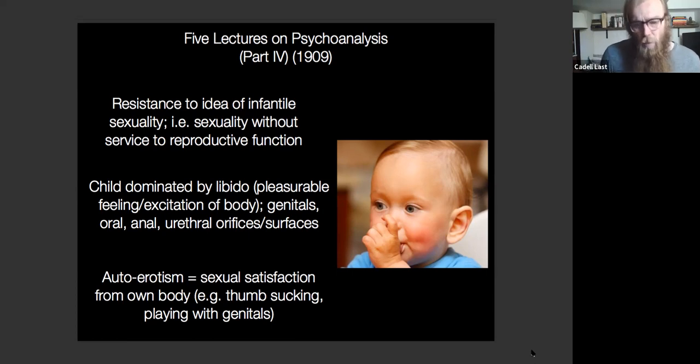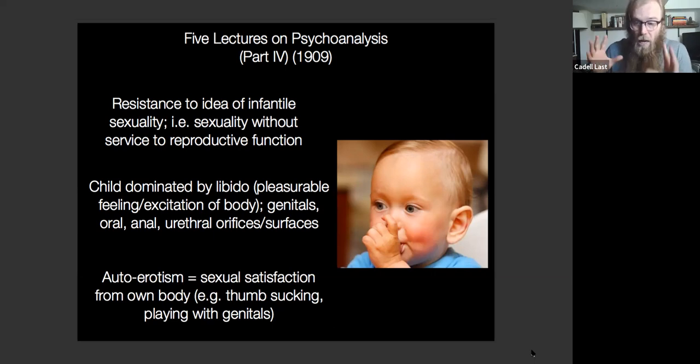But the child here is dominated by libido, and what that means, which is related to the energetics of the unconscious, is that the child is dominated by a pleasurable feeling and excitation of the body, in the genitals, the oral, the anal, and the urethral orifices and surfaces. He also says the entire skin surface of the body. And the infant is in a state of autoerotic satisfaction, namely sexual satisfaction from its own body. Its entire body is alive with libido. This is manifesting in things like thumb sucking and playing with genitals, but also playing with defecation.